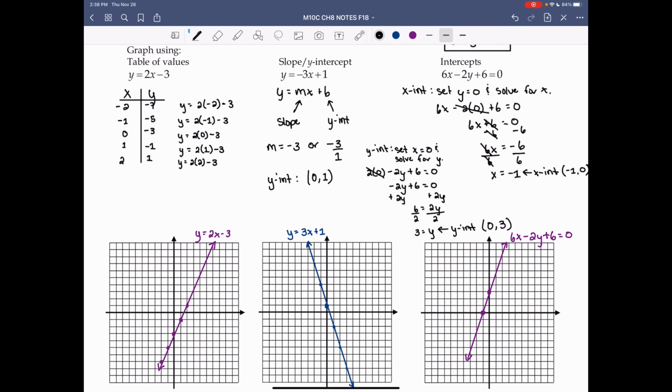Found a couple errors while I was editing. I noticed for the second graph, when I wrote the equation at the top, I wrote y equals 3x plus 1. That should be -3x plus 1.